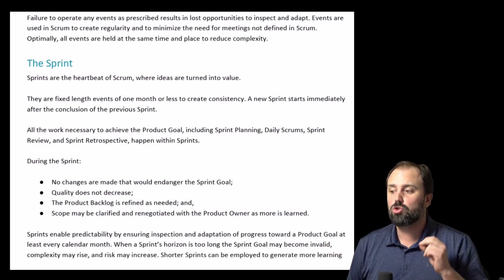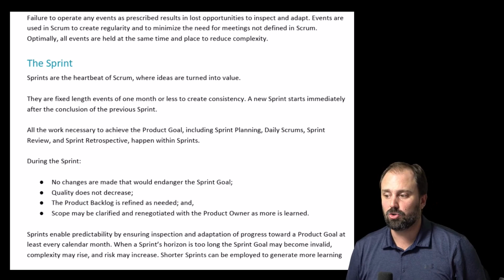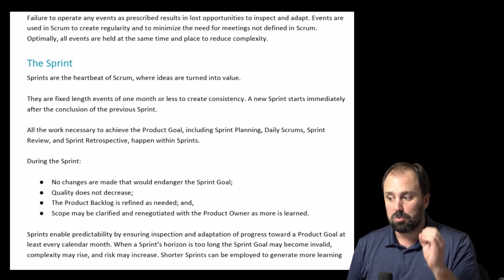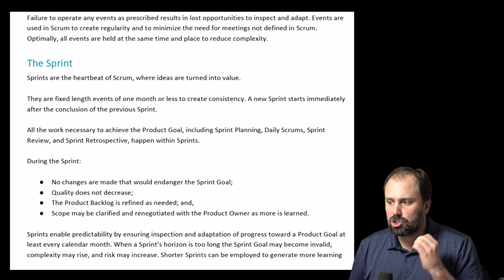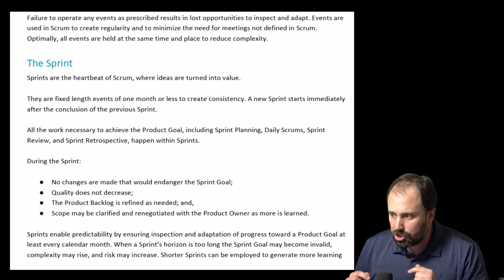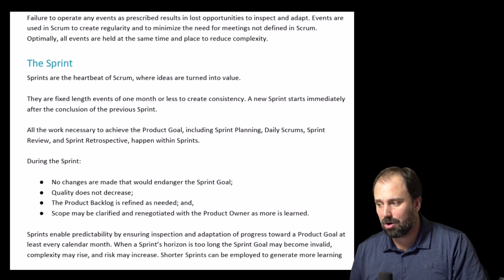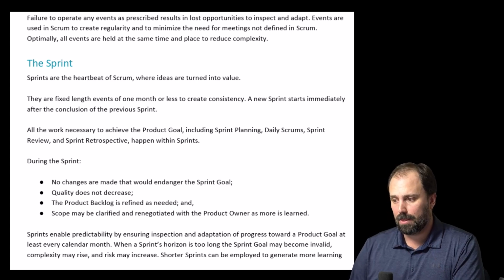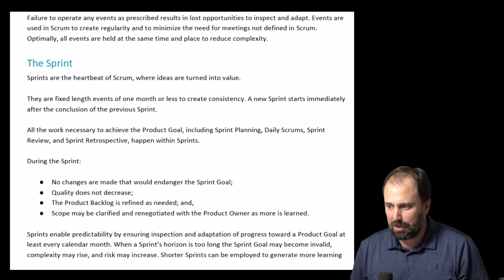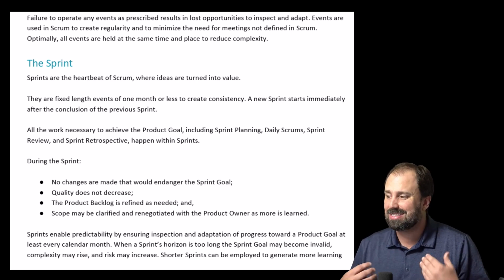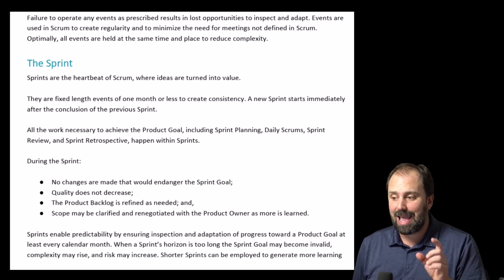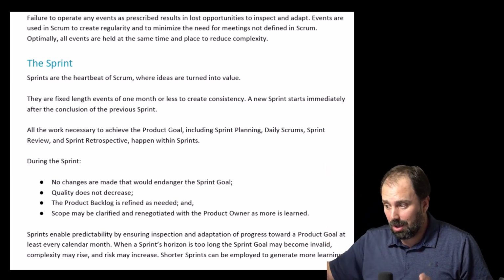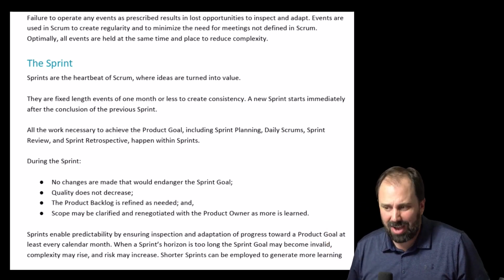Number 2, quality does not decrease. Number 3, the product backlog is refined as needed. And number 4, scope may be clarified and renegotiated with the product owner as more is learned. Sprints enable predictability by ensuring inspection and adaptation of progress toward a product goal at least every calendar month. When a sprint's horizon is too long, the sprint goal may become invalid.